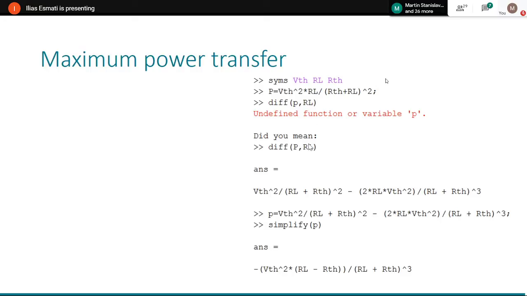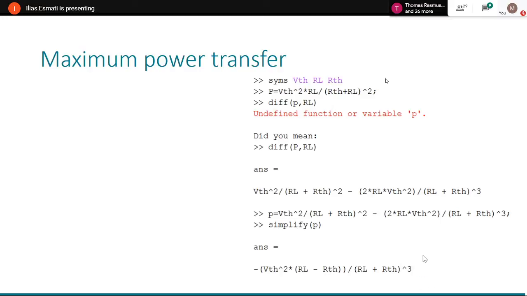I made a mistake, I think, here because of an undefined function, because first I wrote a small p, and it says, hey, do you mean power? Yeah, of course, because I defined my power with a big letter P. And in the beginning you need to write syms. You need to define the variables, the V Thevenin, RL, and RTH, since we are using them. So these two lines will lead you to the answer, and you get something like this.